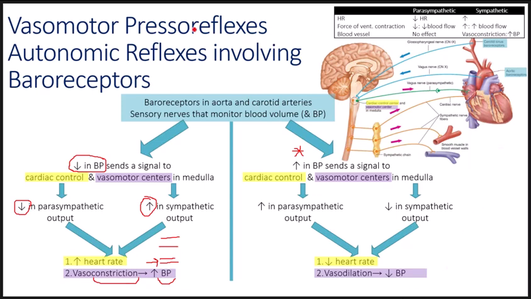Now remember, this is all happening on a normal basis all the time as our body tries to maintain homeostasis. But when we talk about diseases and conditions such as heart failure in today's lecture, maintaining homeostasis becomes a lot more difficult, as we'll see today.